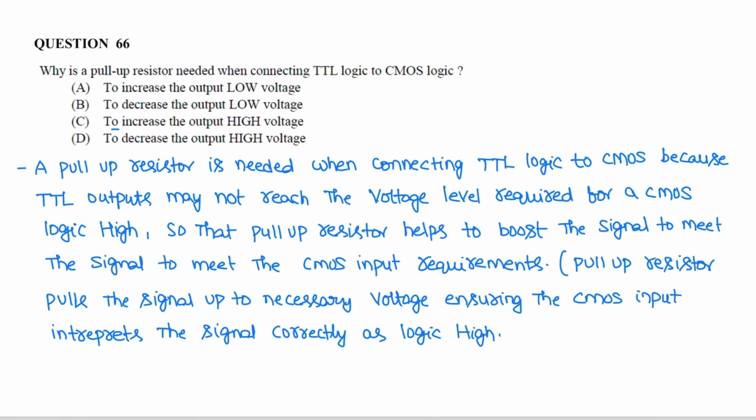Next question. Why is a pull-up resistor needed when connecting TTL logic to CMOS gates? For connecting TTL logic to CMOS logic, we require a pull-up resistor because the TTL outputs may not reach the voltage level required for a CMOS logic high. So that pull-up resistor helps to boost the signal to meet the CMOS input requirements.